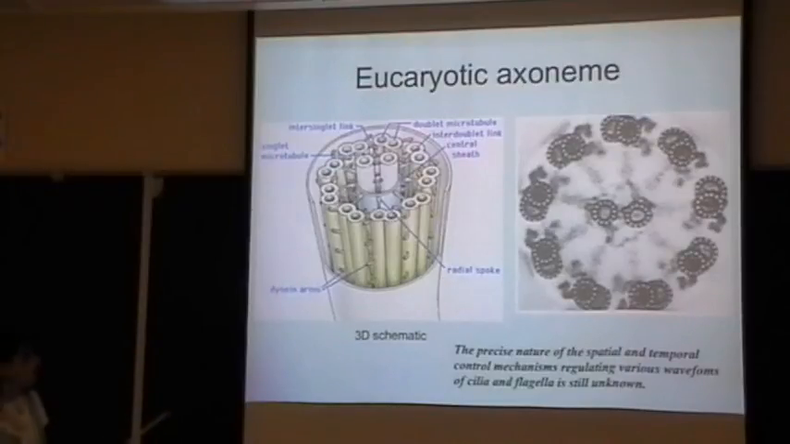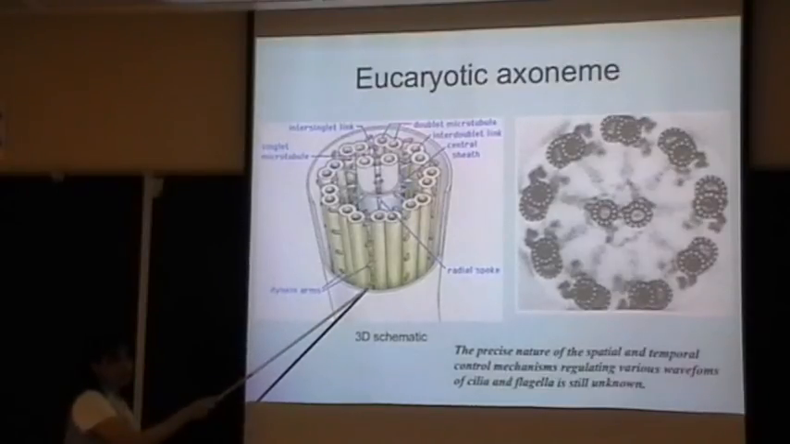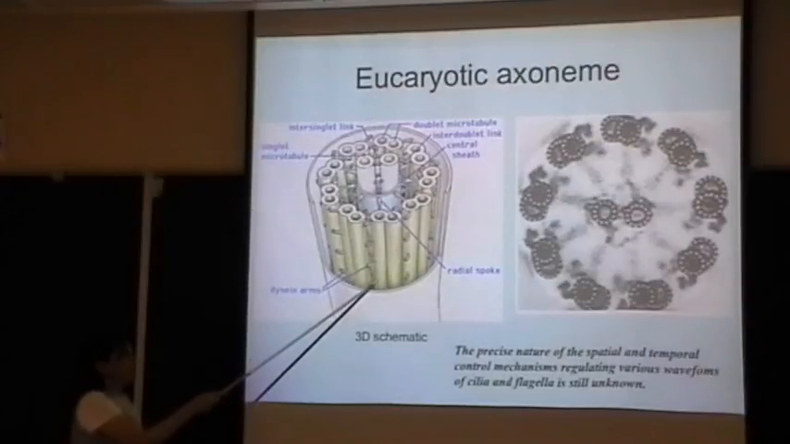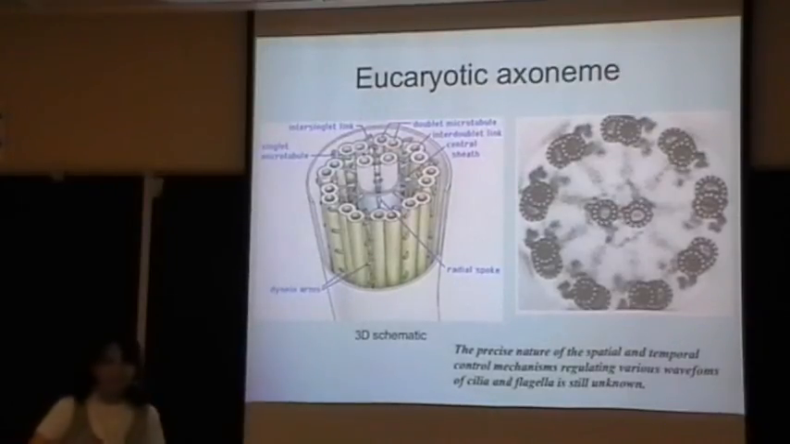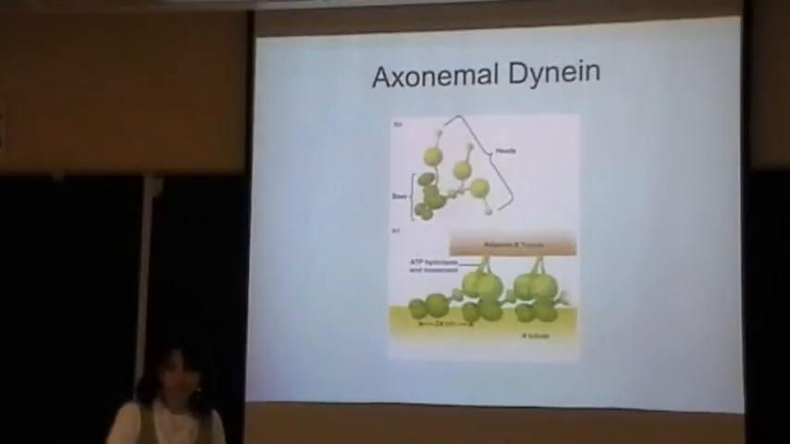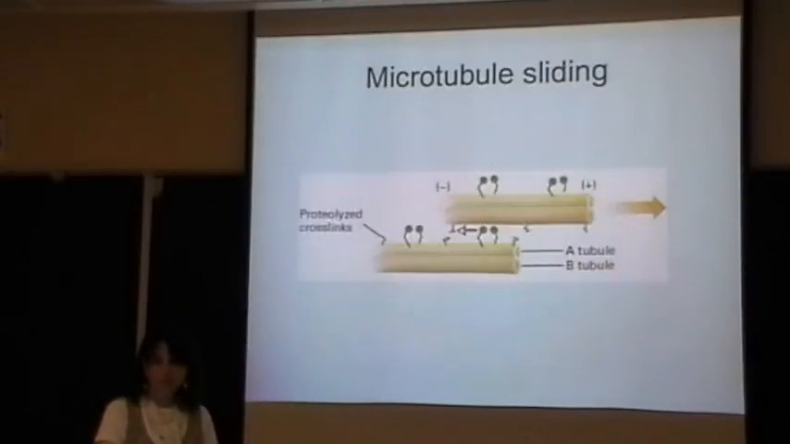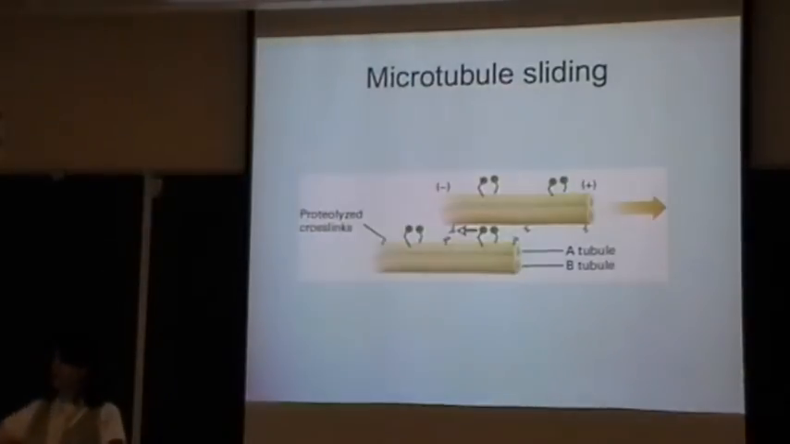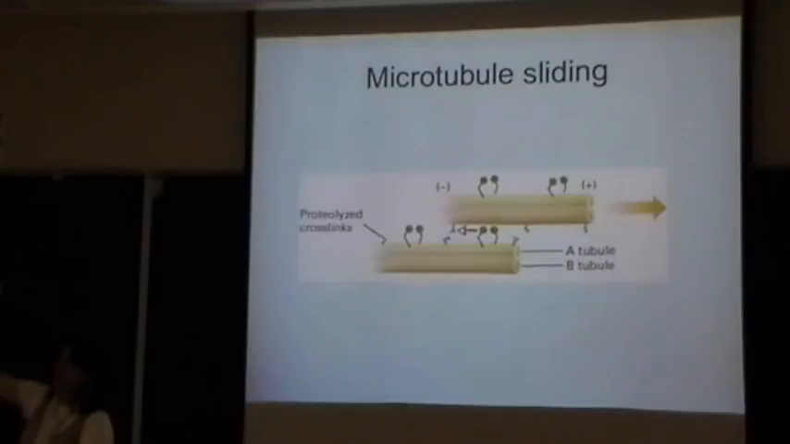What is agreed upon and what's very important for motility are the dynein motors here. So these dyneins act on the neighboring microtubules. They undergo a conformational change that's ATP driven, and what happens is they grab onto the neighboring microtubule. When they undergo a conformational change, the 2 microtubules slide relative to each other.